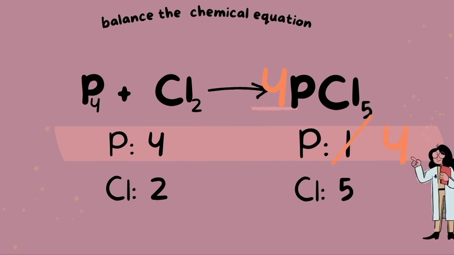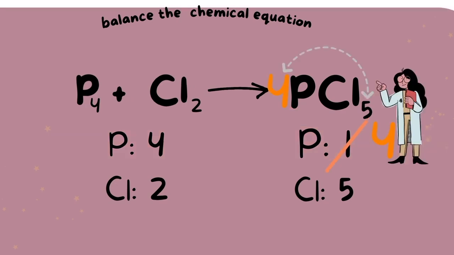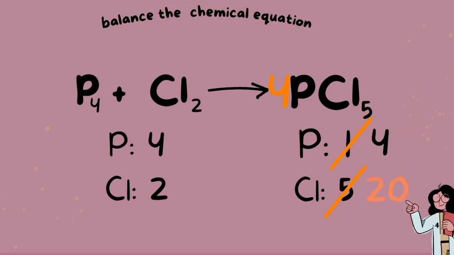Also, remember you have a coefficient. That number is multiplied by every single element in the compound. So we also multiply this 4 by 5 chlorine, and we'll get 20 chlorine.